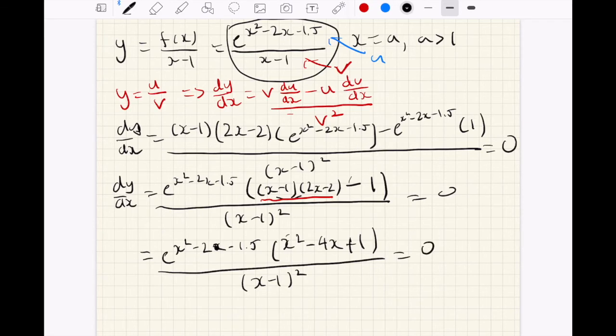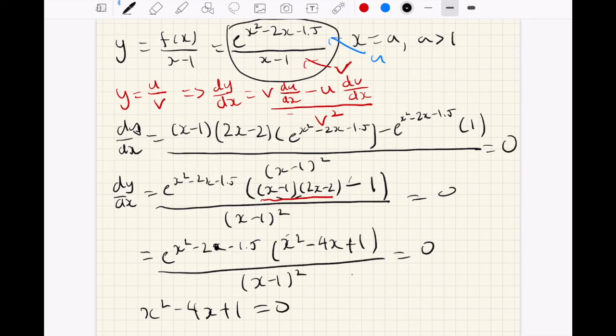Well, remember this. We have to make this fraction equal to 0. That means the numerator has to become 0. And there's two factors: e to the power of (x squared minus 2x minus 1.5) times (x squared minus 4x plus 1). Now, if you know this rule, e to the power of x can never be 0. It's just not possible. Therefore, we have to consider when x squared minus 4x plus 1 equals 0.